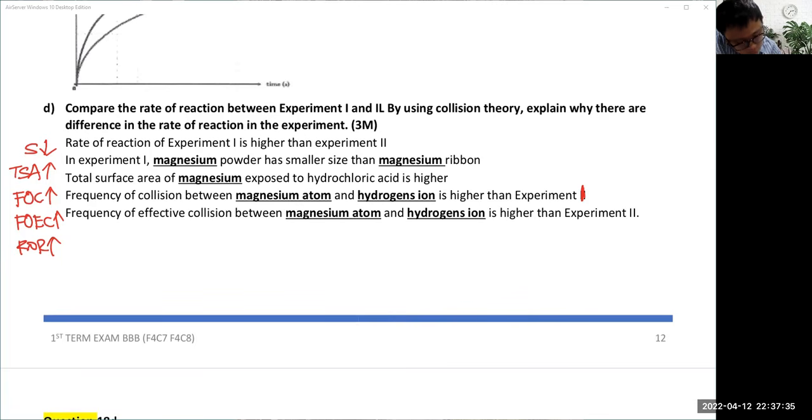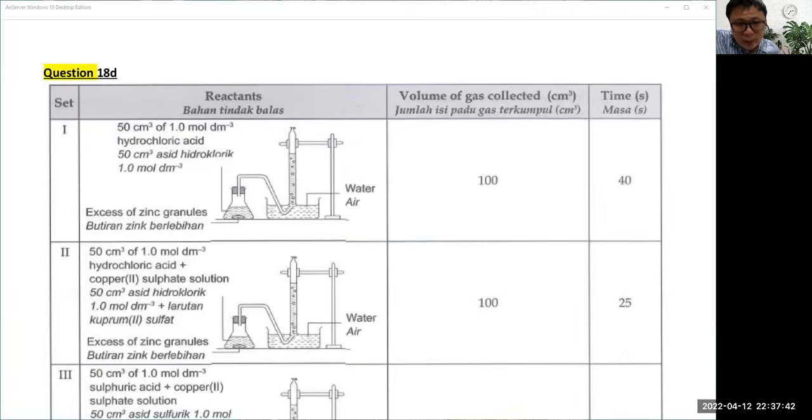Then the frequency of effective collision between these two will be higher at experiment 1. Yeah, so this is the answer. So you try question 4 by yourself again.